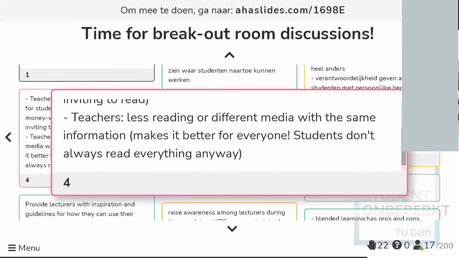Teachers less reading or different media with the same information make it better for everyone. Students don't always read everything anyway. Yeah, so making things important. Not sure if group 4 wants to add something.